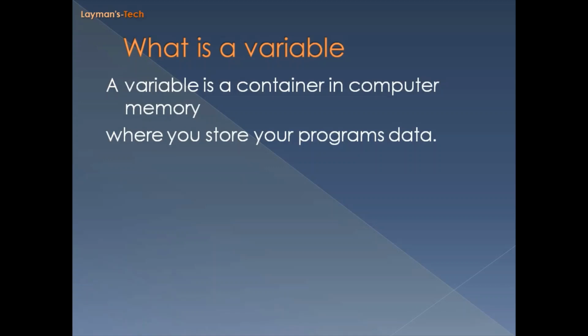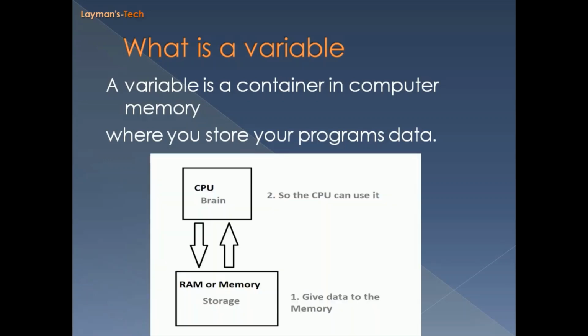So, welcome back. First things first, what is a variable? A variable is a container in computer memory where you store your program's data. What does this mean? Inside your computer, you should be concerned about two things right now: the CPU and the RAM. The CPU is the brain of your computer. Every calculation that happens inside the computer is done by the CPU. So when you write your program, it will be run by the CPU.